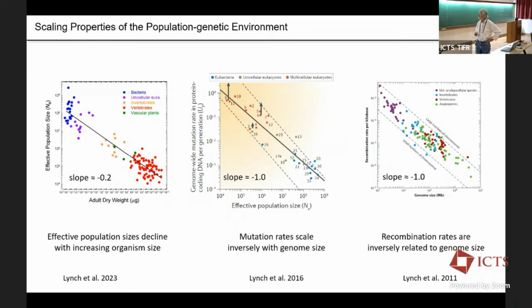This is a scaling of mutation rates in organisms as a function of the effective population size. The scaling relationship there is -1. You can see there's variation by about 4 to 5 orders of magnitude in the mutation rate amongst different organisms.